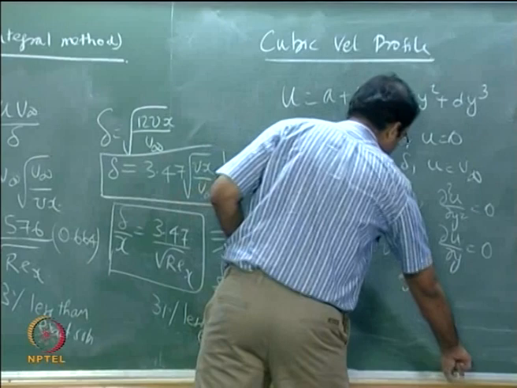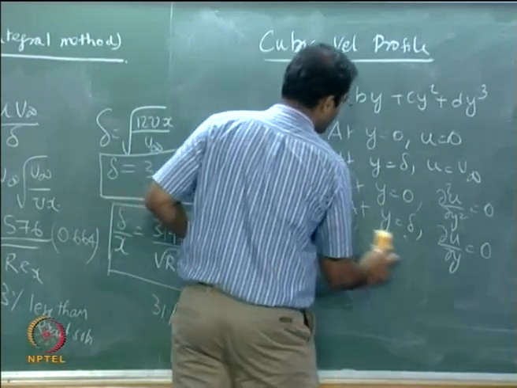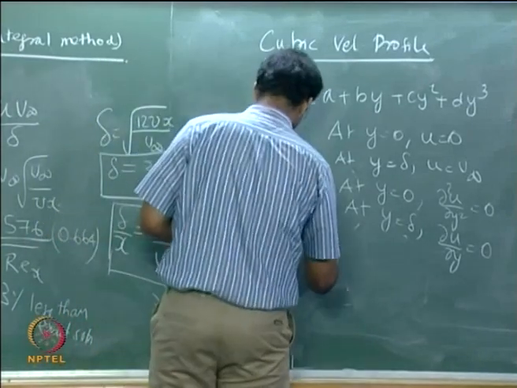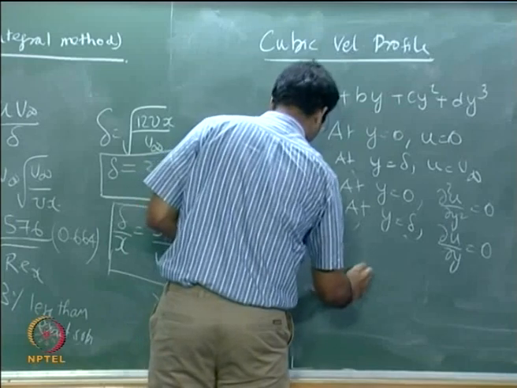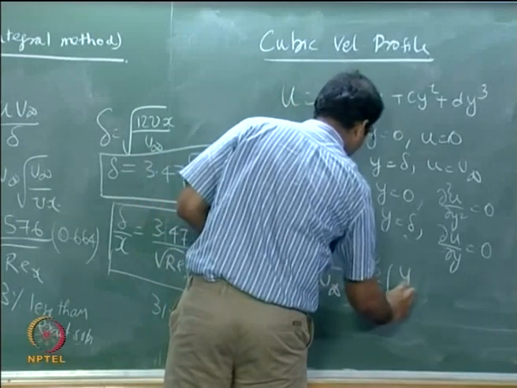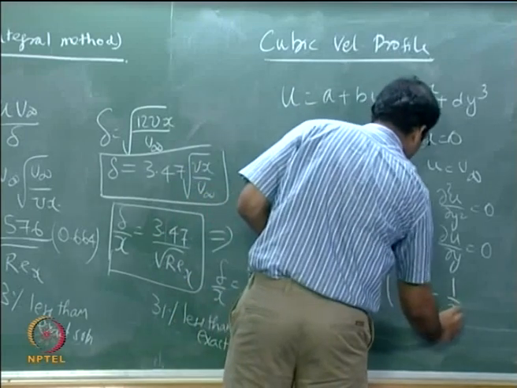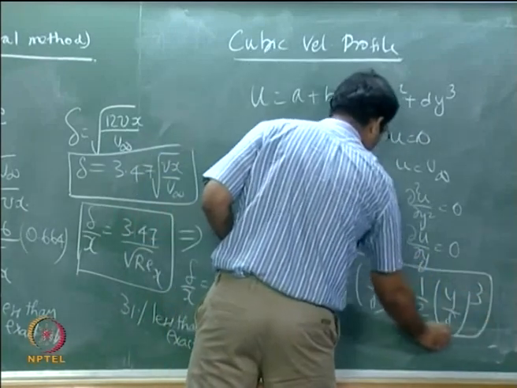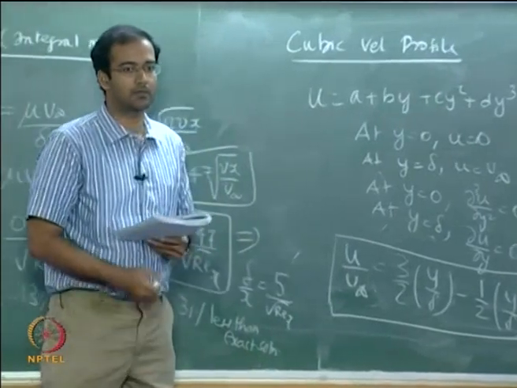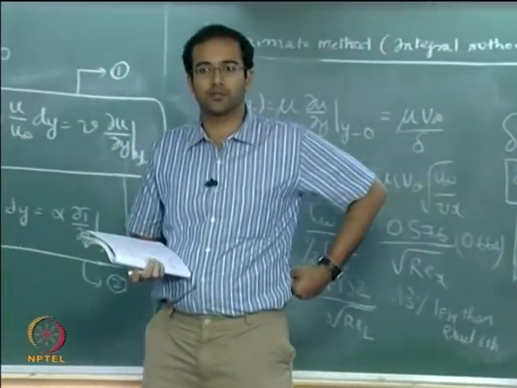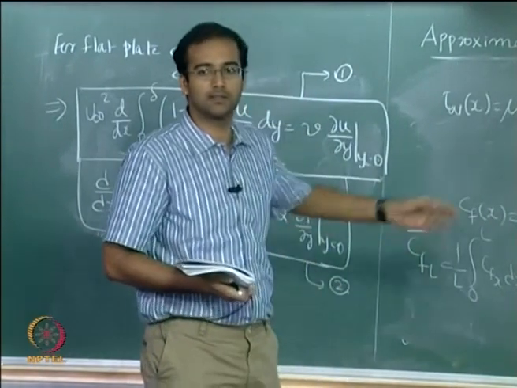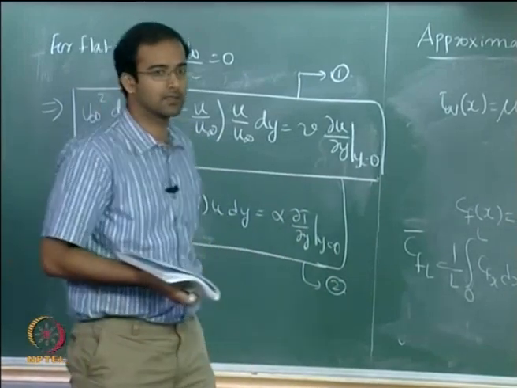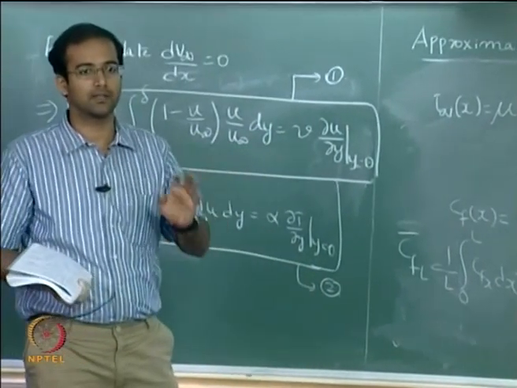So if I substitute these boundary conditions into the profile and calculate all the coefficients, finally I will be able to arrive at an expression: u by u infinity will be 3 by 2 y by delta minus 1 by 2 y by delta the whole cube. So this is the cubic velocity profile that you will get. I am sure most of you have taken the heat transfer course, and have done this also in advanced heat and mass transfer and incompressible fluid flows. So the cubic profile is like the accurate profile that you can do.